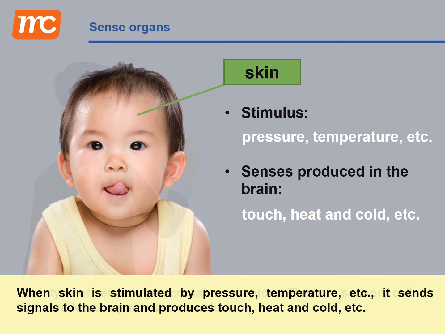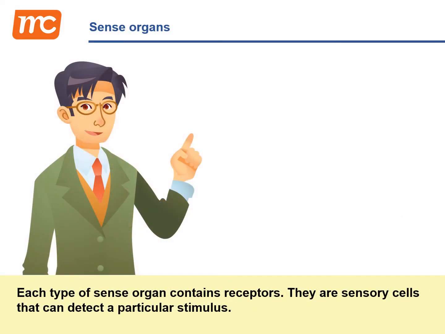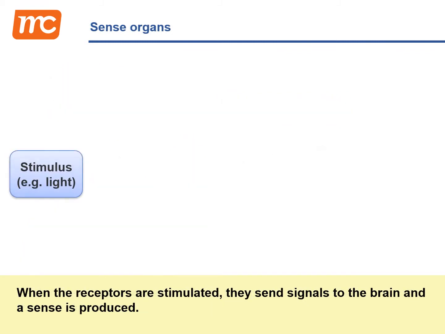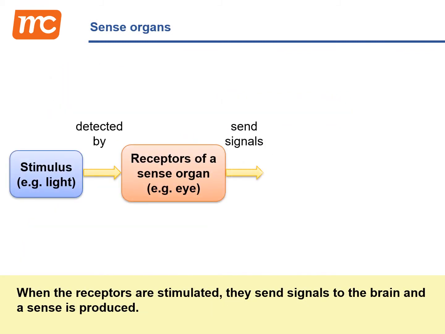Each type of sense organ contains receptors. They are sensory cells that can detect a particular stimulus. When the receptors are stimulated, they send signals to the brain and a sense is produced.